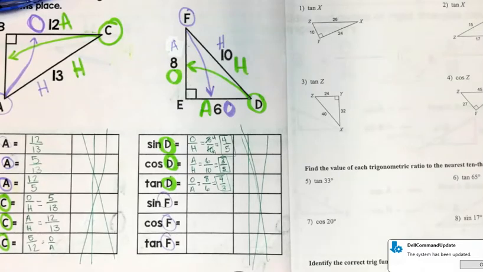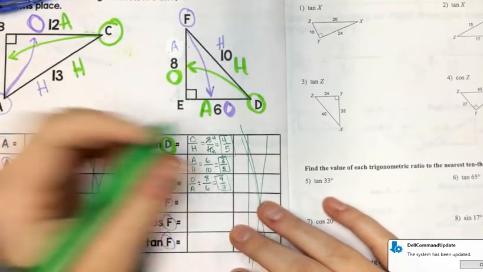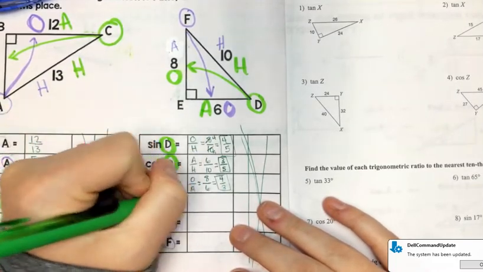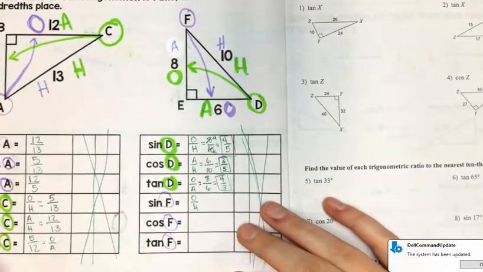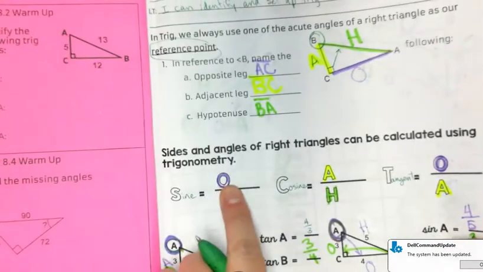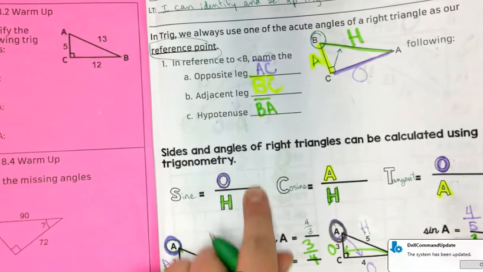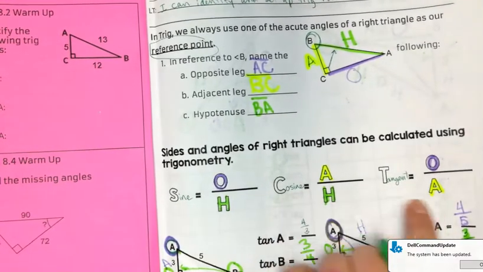And then sine of F is going to be opposite over hypotenuse. And just remember, guys, that the opposite over hypotenuse comes from right here. That's where we're getting that. Cosine, adjacent over hypotenuse. Tangent is opposite over adjacent.